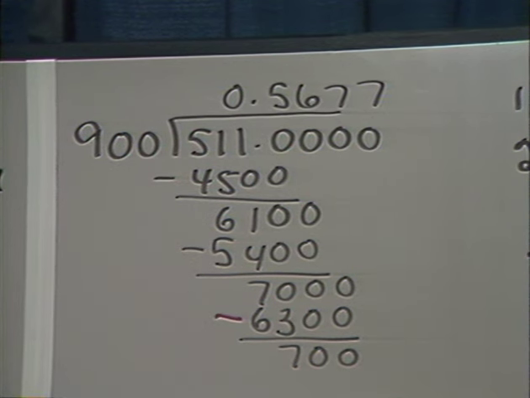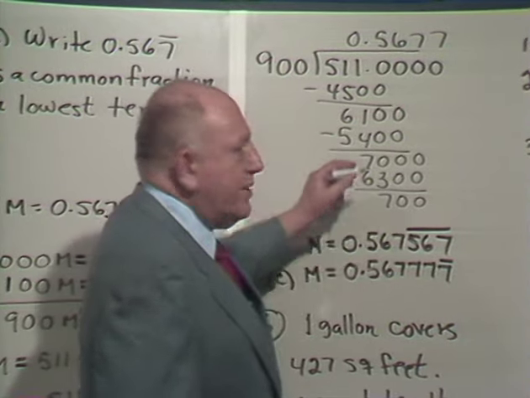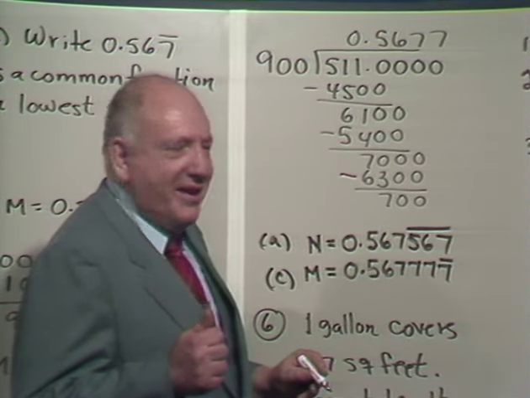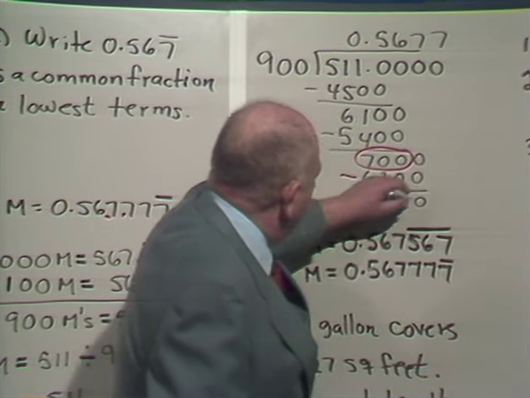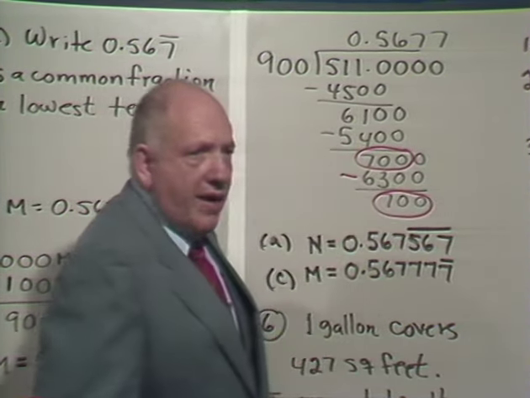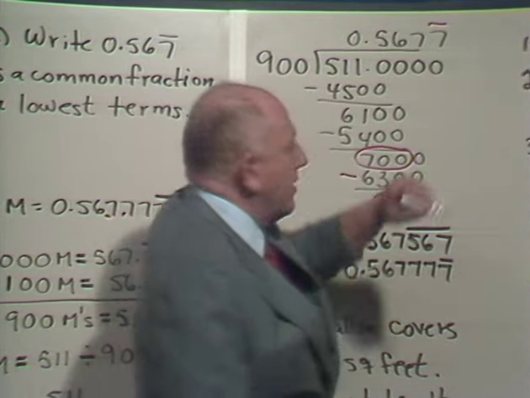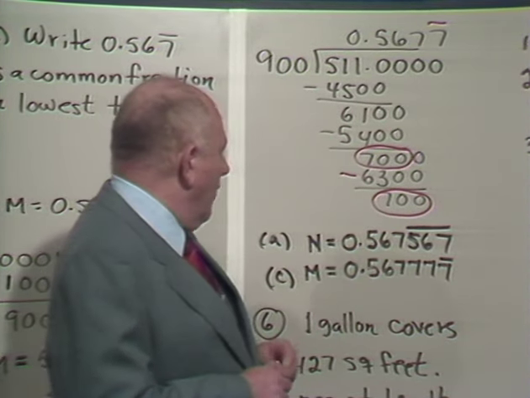Now notice the cute thing that happened. We get a repeating remainder, but it doesn't start from the beginning. You see, here we had what? The remainder was 700. What's the remainder here? 700. So this thing here is just going to repeat over and over and over again.